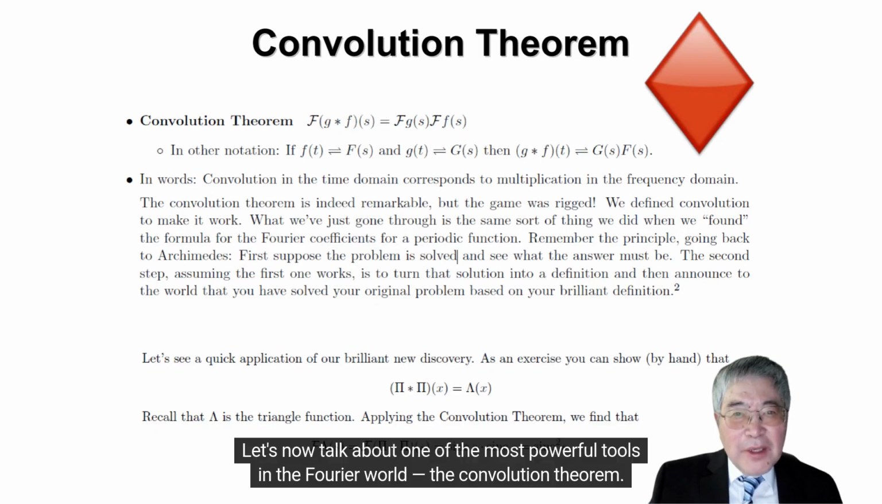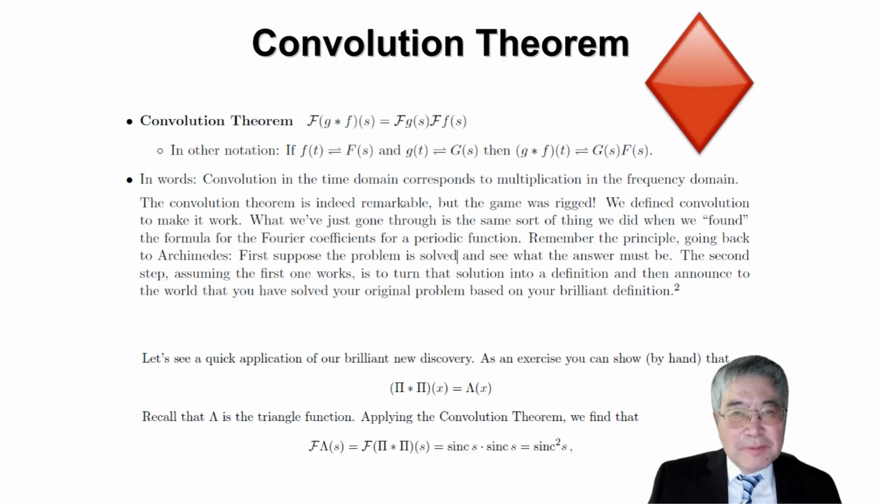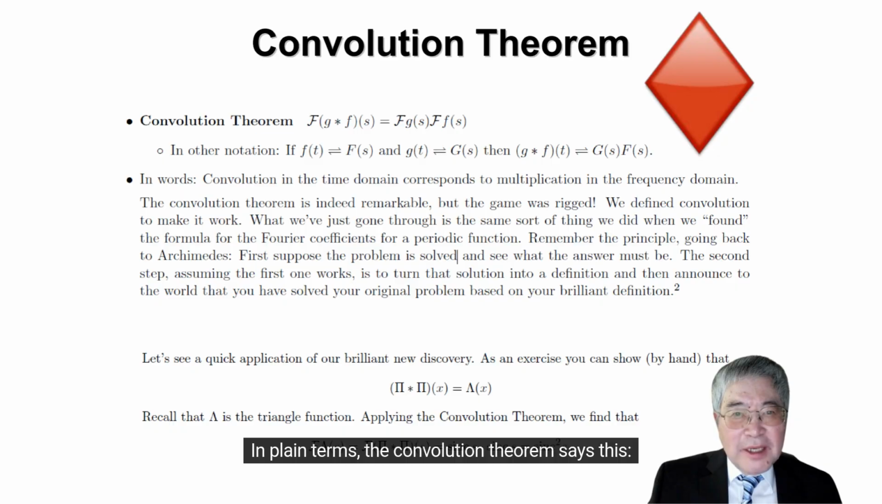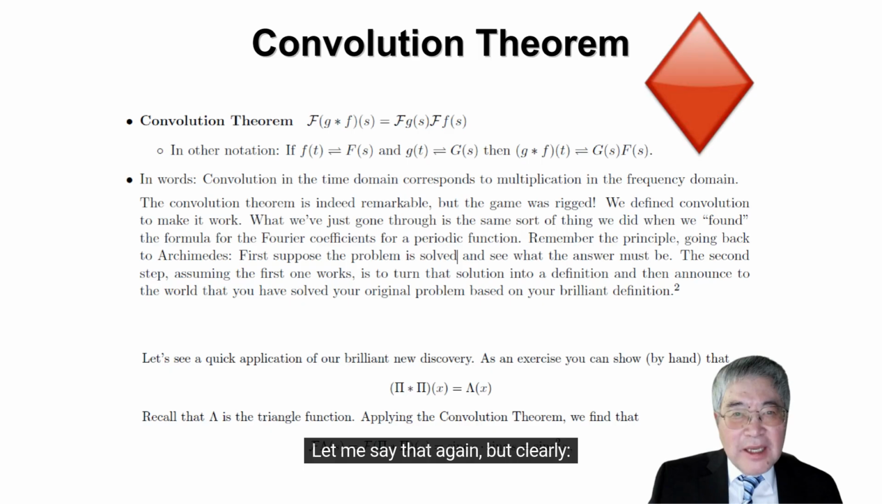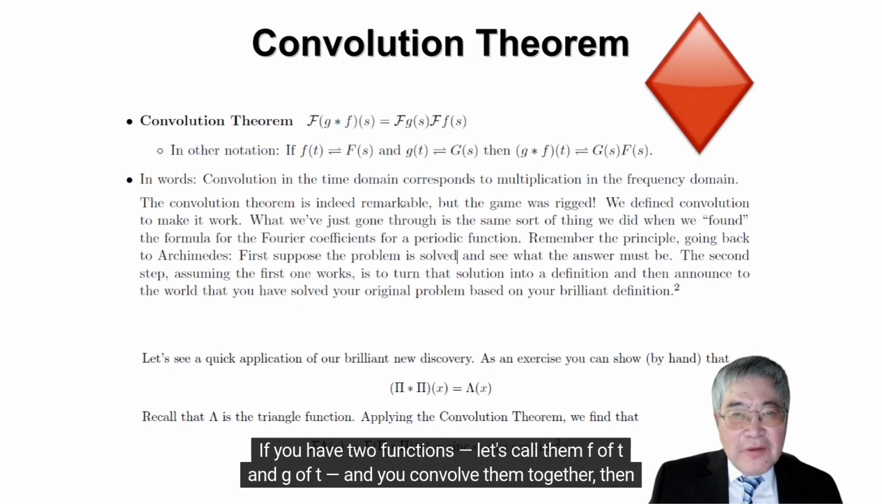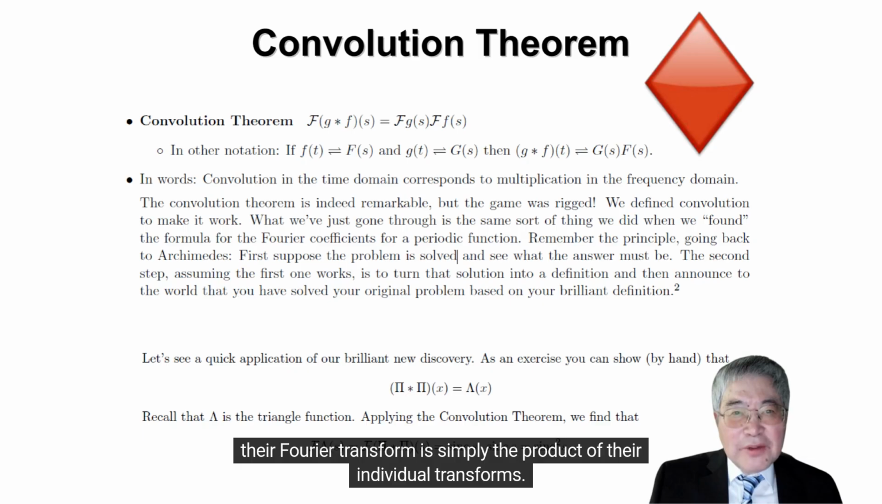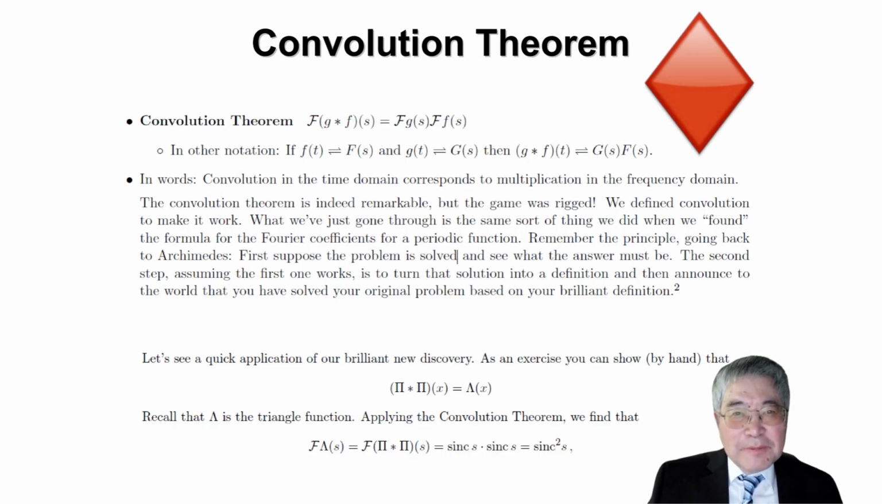Let's now talk about one of the most powerful tools in the Fourier world, the convolution theorem. In plain terms, the convolution theorem says this: convolution in the time domain becomes multiplication in the frequency domain. Let me say that again, but clearly. If you have two functions, let's call them f of t and g of t, and you convolve them together, then their Fourier transform is simply the product of their individual transforms.